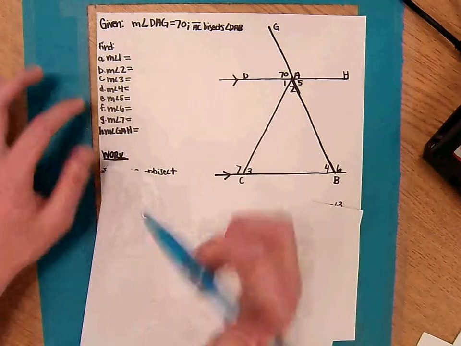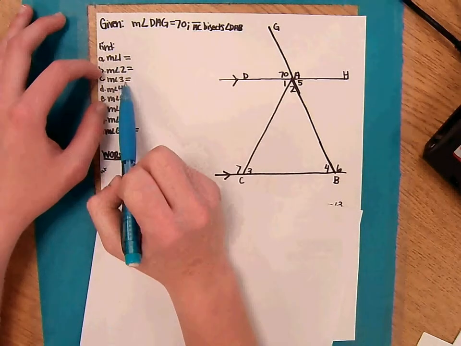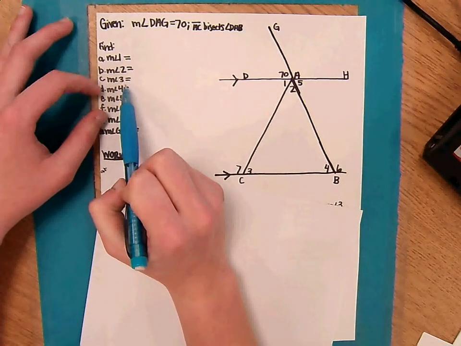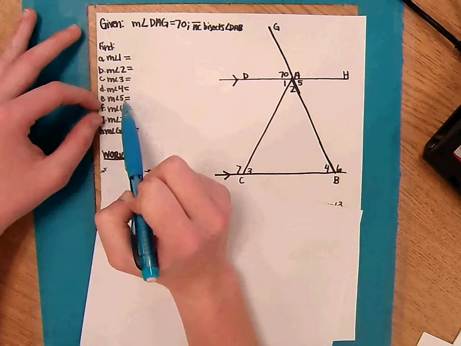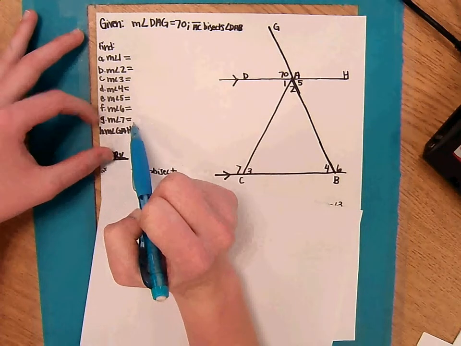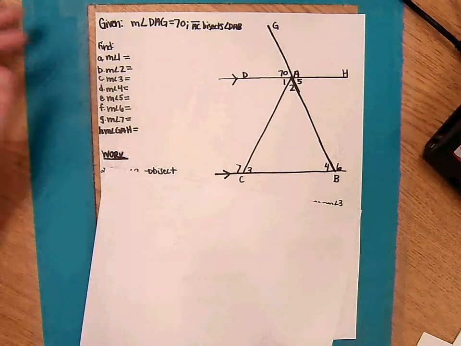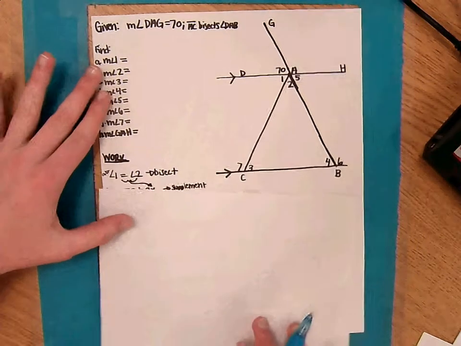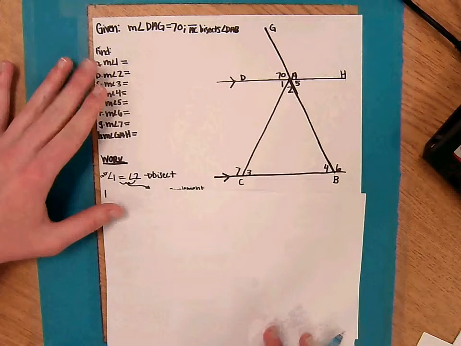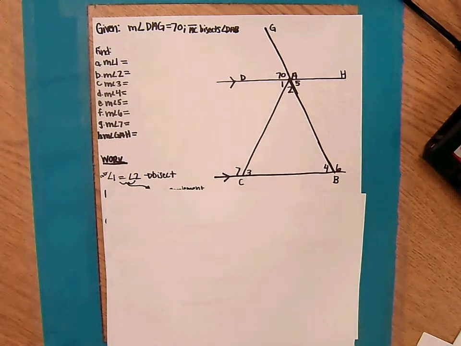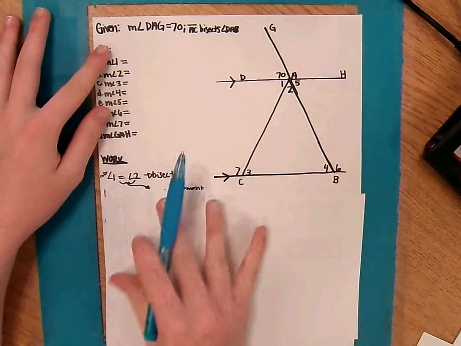And you are supposed to find measure of angle 1, measure of angle 2, measure of angle 3, measure of angle 4, measure of angle 5, 6, 7, and then measure of angle GAH. Alright? So I'm going to go one by one. So first, I'm going to do A and B, because since they said that it bisects, then both angle 1 and angle 2 are going to be the same. So I have it right here that they're congruent.